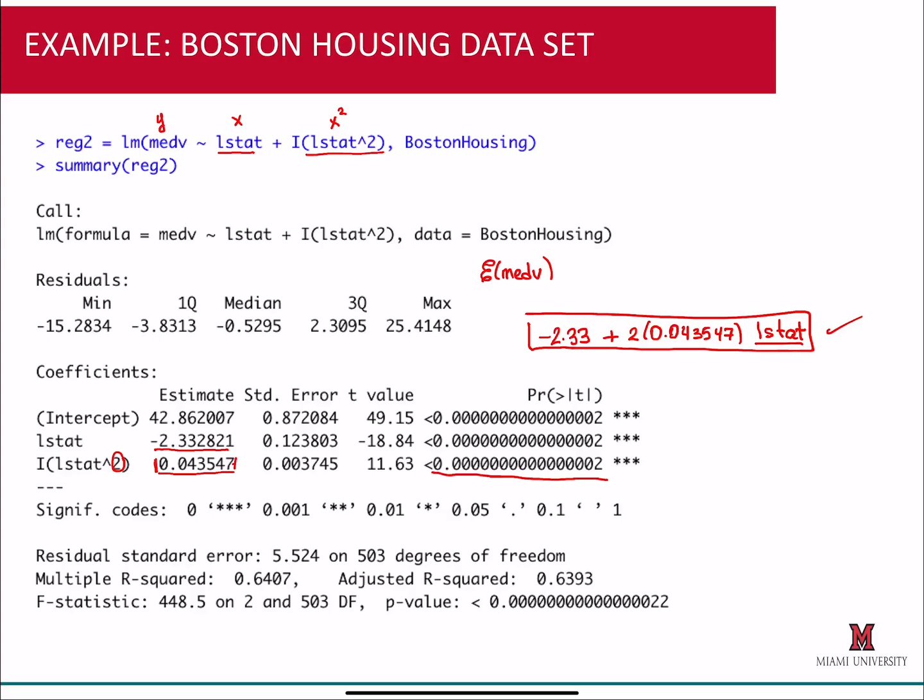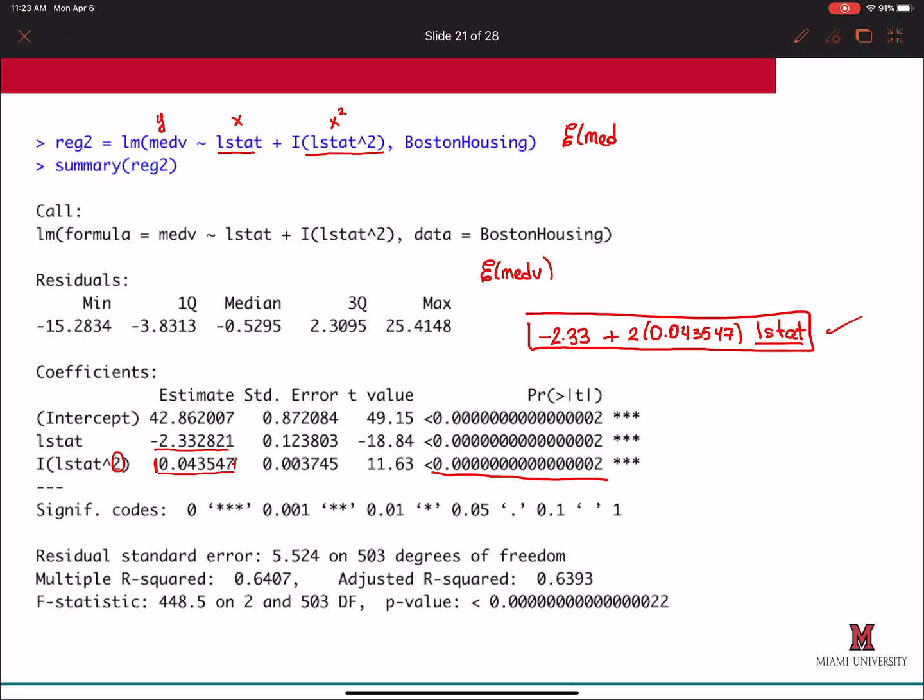Let me explain it in another way. Let's say that we have a variable y and a variable x. The expected value of y is going to be equal to beta 0 plus beta 1 times x, and suppose that we have the quadratic term here, beta 2 times x squared.